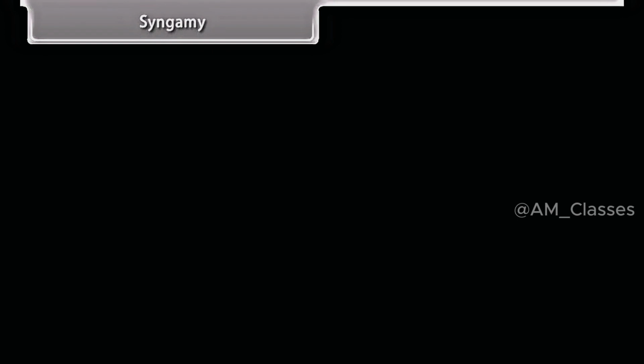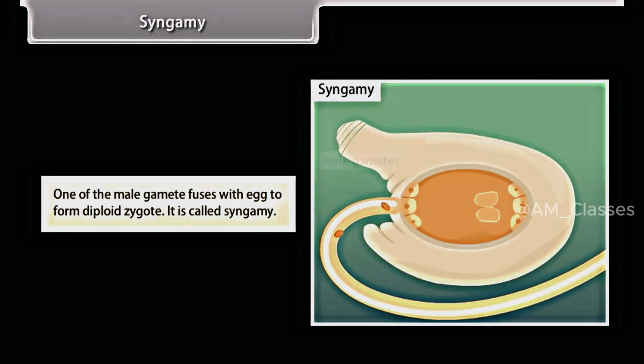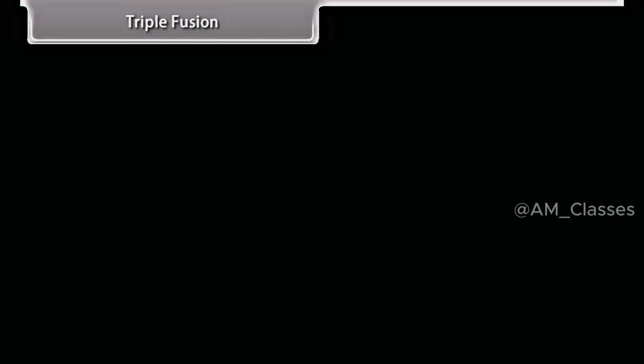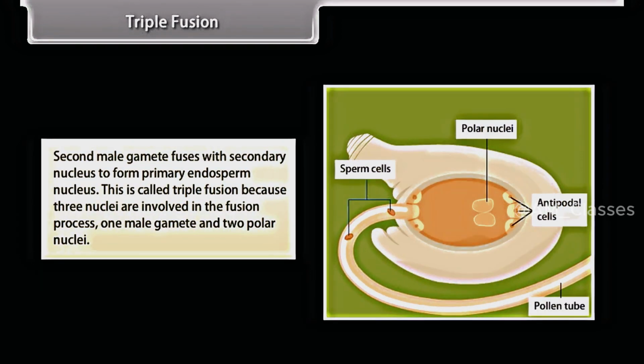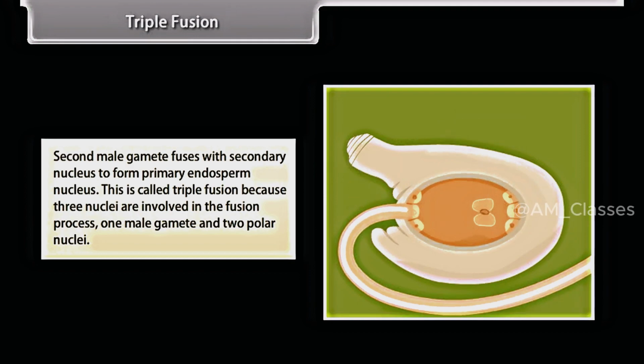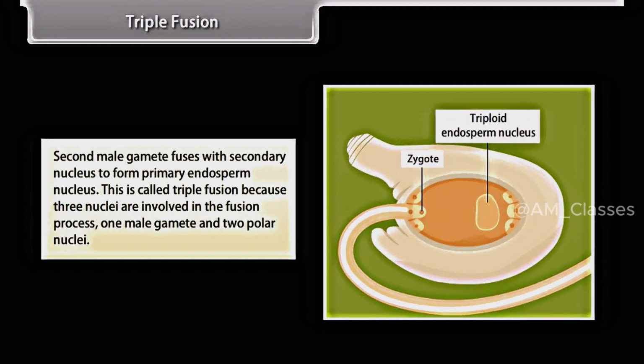Syngamy. One of the male gametes fuses with egg to form diploid zygote. It is called syngamy. Triple fusion. Second male gamete fuses with secondary nucleus to form primary endosperm nucleus. This is called triple fusion because three nuclei are involved in the fusion process: one male gamete and two polar nuclei.